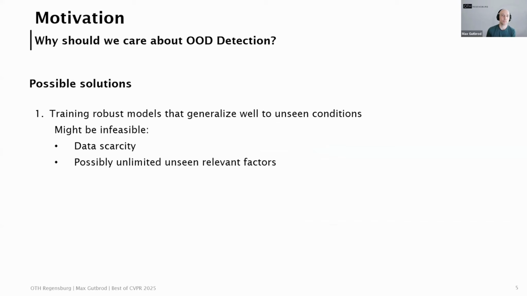So, of course, one possible solution is to just make the models more robust so that the models generalize better to unseen factors. However, this might be infeasible. For instance, especially in the medical field, due to data scarcity, and we just don't know which underlying distribution shifts lie in wait in the future. So it is quite hard to make our models more robust against any possible shift.